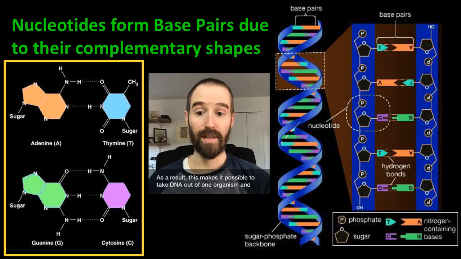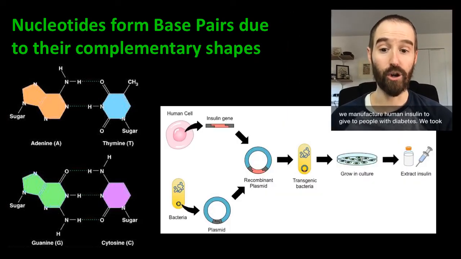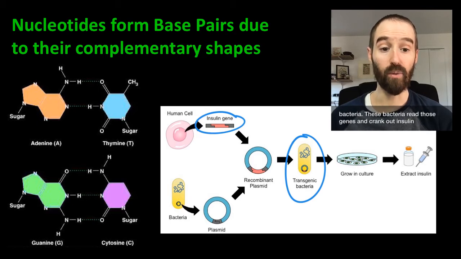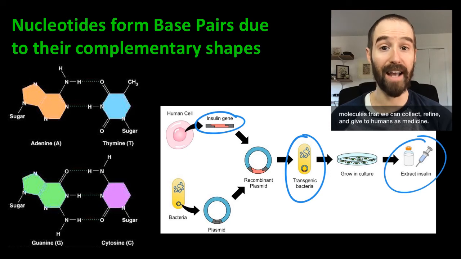As a result, this makes it possible to take DNA out of one organism and put it into another organism in a process that we call genetic recombination. And it is possible only because all living organisms use the same genetic code made of the same basic molecules. This is actually how we manufacture human insulin to give to people with diabetes. We took the genes for making human insulin and put these genes into some bacteria. These bacteria read those genes and crank out insulin molecules that we can collect, refine, and give to humans as medicine.